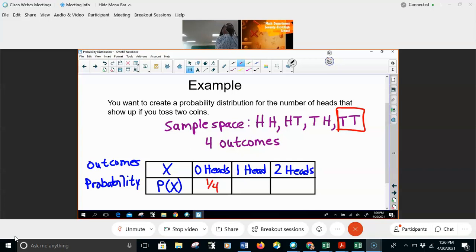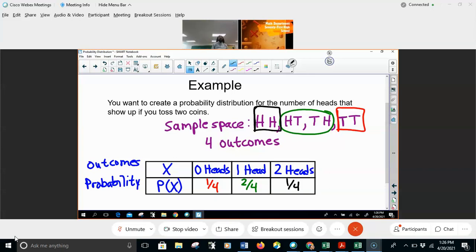When it comes to 1 head, there are 2 possibilities. We can either have heads, tails, or tails, heads. So that's 2 out of 4. Right? And then our third one. So we have 2 heads. Right? When we have 2 heads there, there's only 1 time. So that's 1 out of 4.